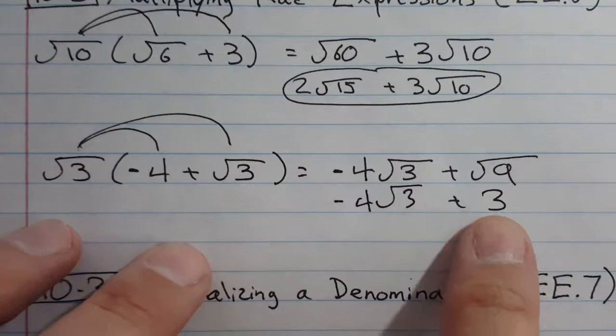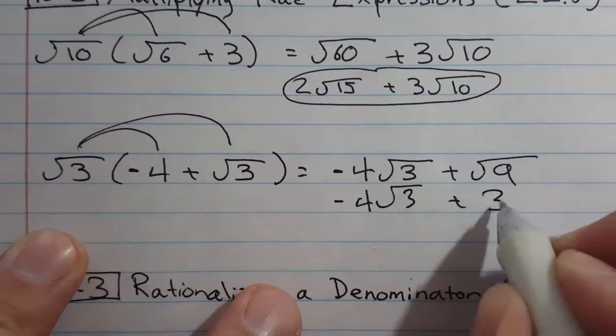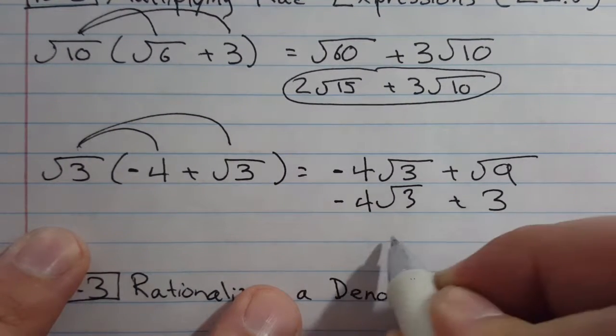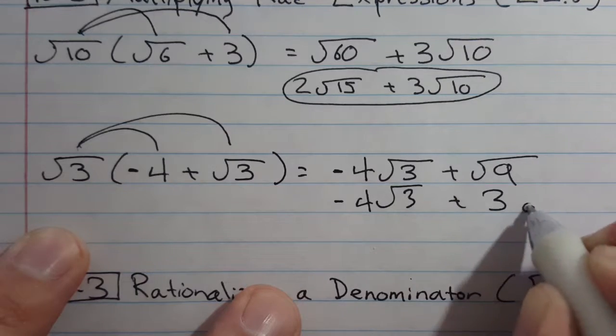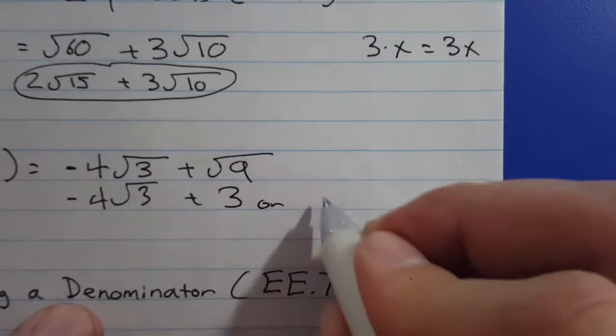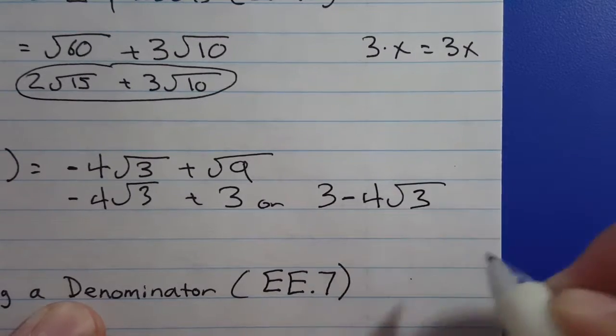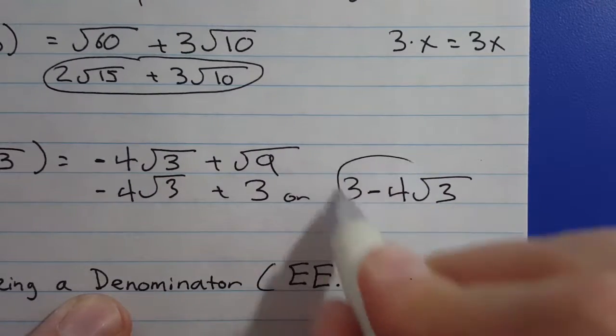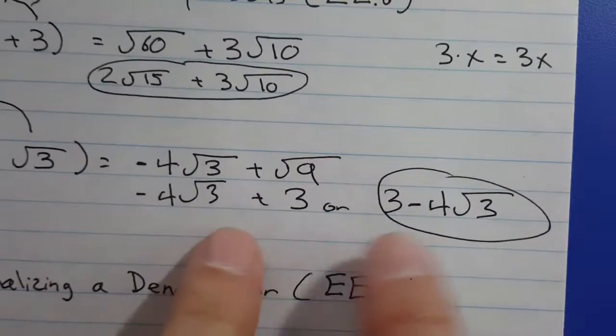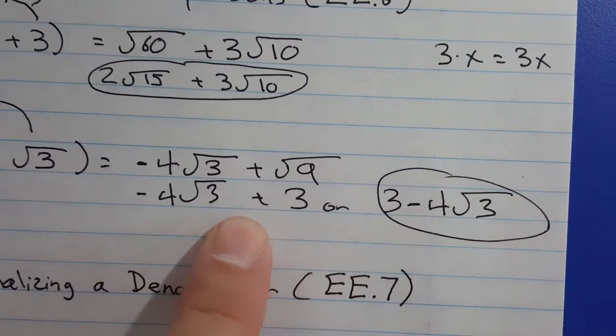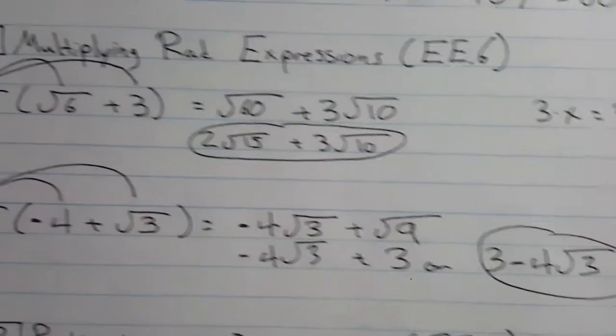Now that's okay for me, but some mathematicians prefer to put the nicer number first. So this is okay. Or you could write it as 3 minus 4 radicals of 3. I think some mathematicians prefer this way better. But mathematically it's the same thing. If you type both these things in the calculator, you're going to get the same decimal. Okay, so that's it. That's multiplying radicals.